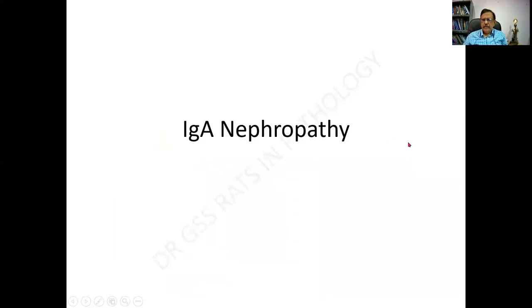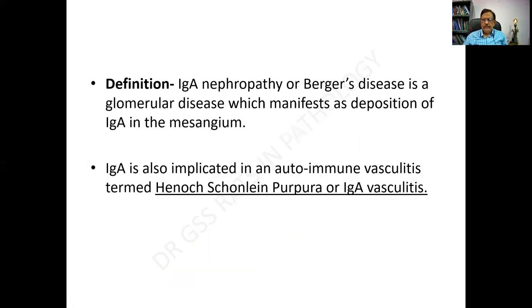And the last topic for today will be IgA nephropathy. It is a short one, just pay your attention. IgA nephropathy, it is otherwise called as Berger's disease, and it is a glomerular disease which manifests as a deposition of IgA, immunoglobulin A, in the mesangium. So IgA in the mesangium.